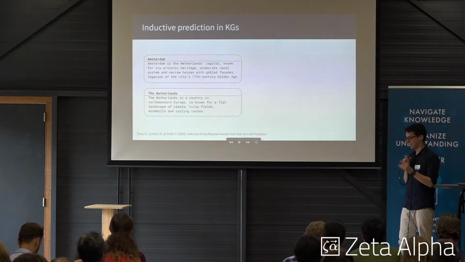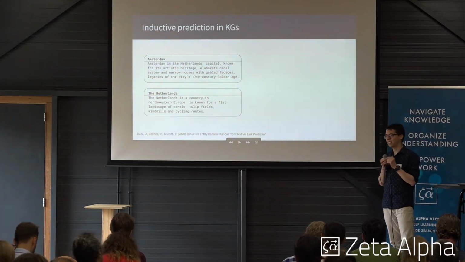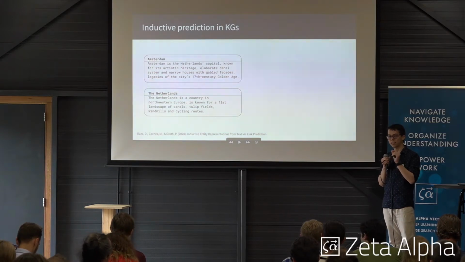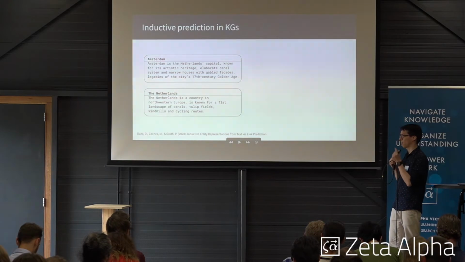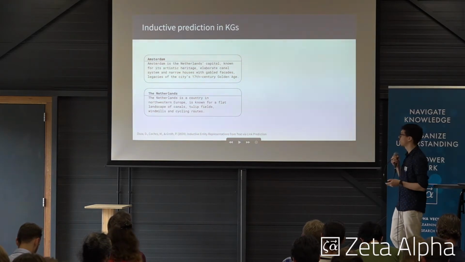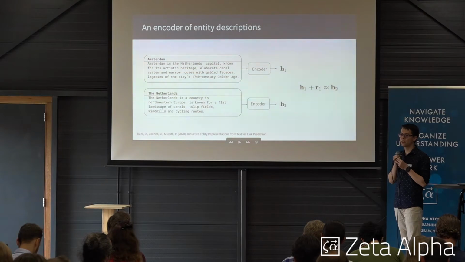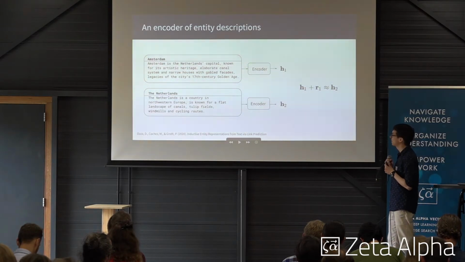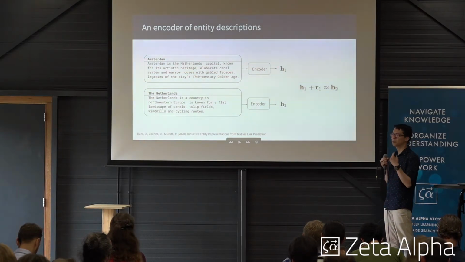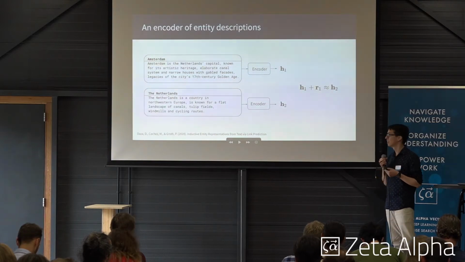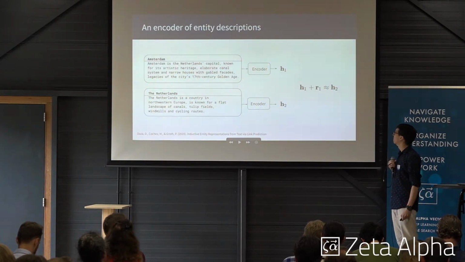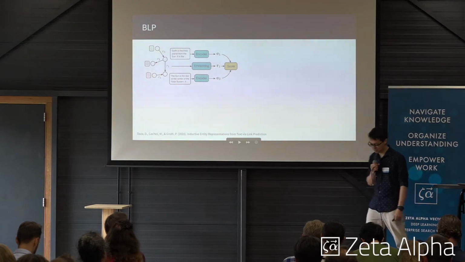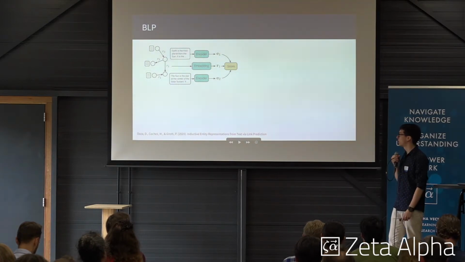The idea is, instead of assigning a separate vector, a separate embedding to every entity in the knowledge graph, we're going to make these embeddings a function of their textual description. So we're going to use an encoder to map these descriptions to a vector. Then we proceed as before, we just optimize with gradient descent so that the embeddings reflect the information in the knowledge graph. We call this method BLP, which is short for BERT for link prediction.